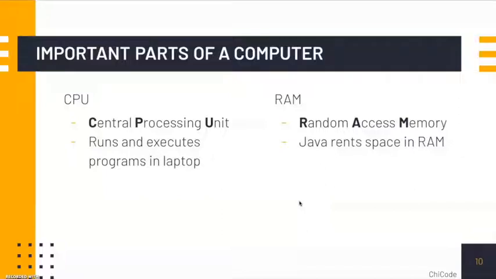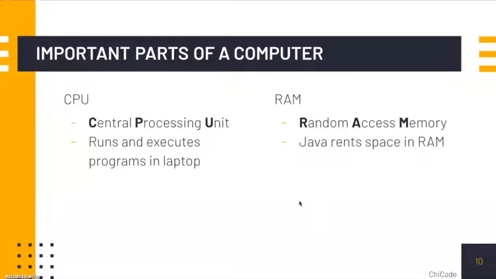Now let's talk about some important parts of the computer before we move on to the entire objects and class part. Where objects and classes are stored and run is where the CPU and RAM come in. You may have heard of CPU and RAM, which is great. I'm just going to give a brief overview and move on. CPU is called Central Processing Unit. It runs and executes all the programs and code that you have created in your laptop.